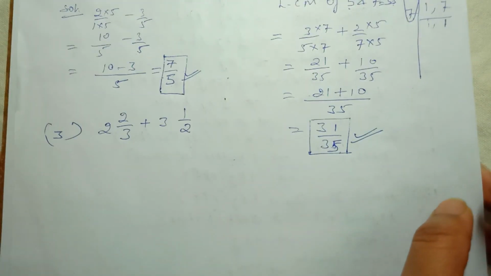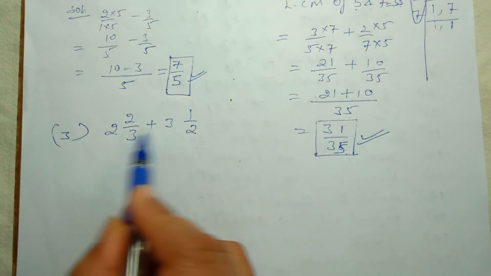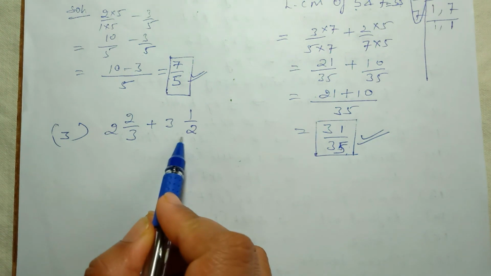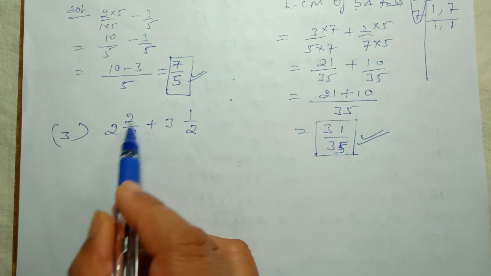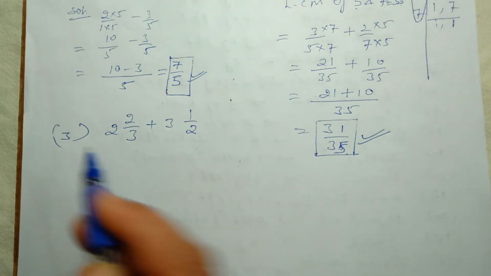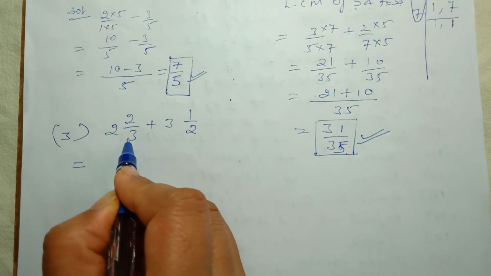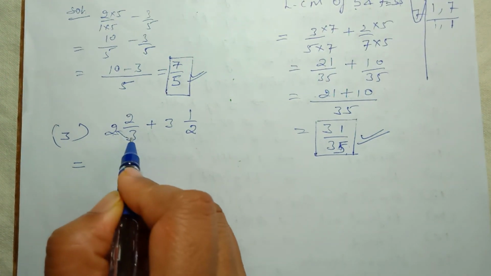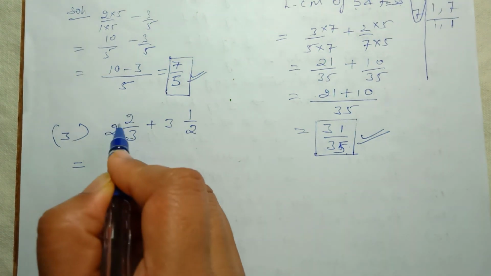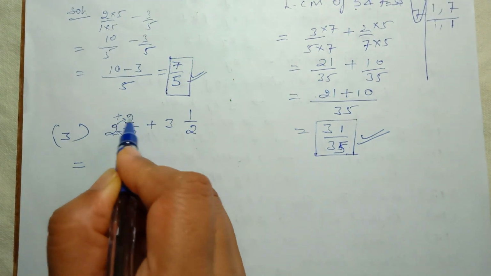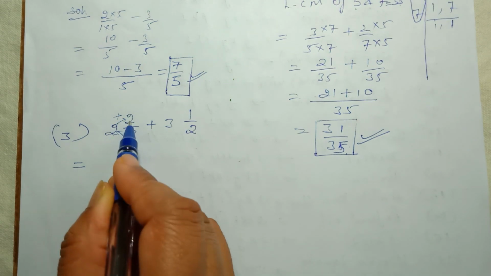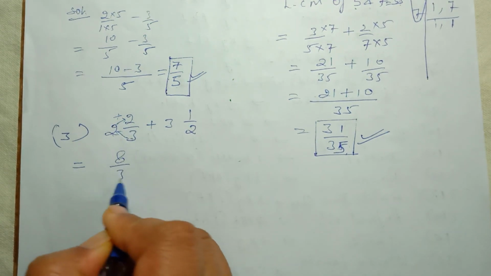Now next, the third example we are taking is of mixed fractions. Both the numbers are in mixed fraction. So first of all, we have to convert them into improper fractions so that further calculation can be possible. So how are we going to convert them? Multiply these two numbers. 3 into 2 is 6. The result that we get will be added to the numerator. 6 plus 2 is 8 upon 3.